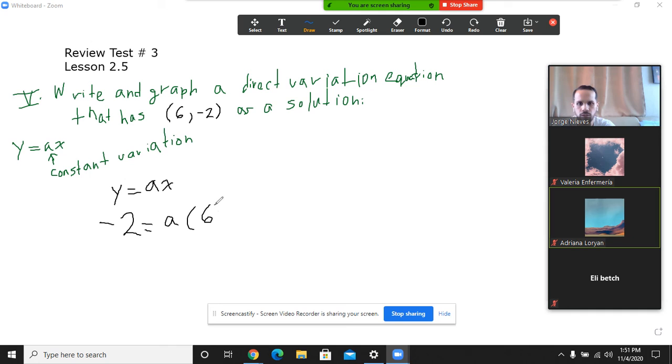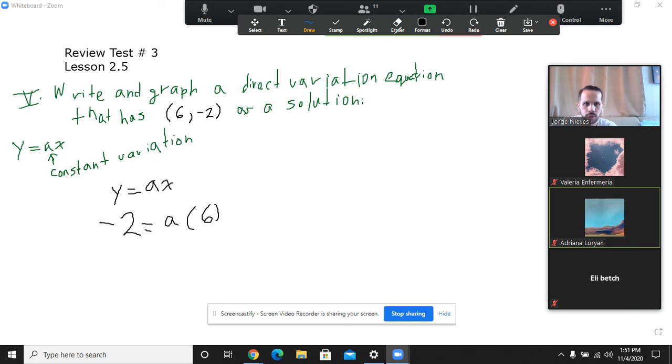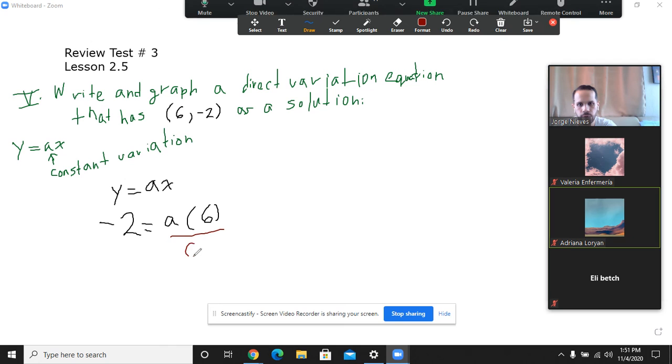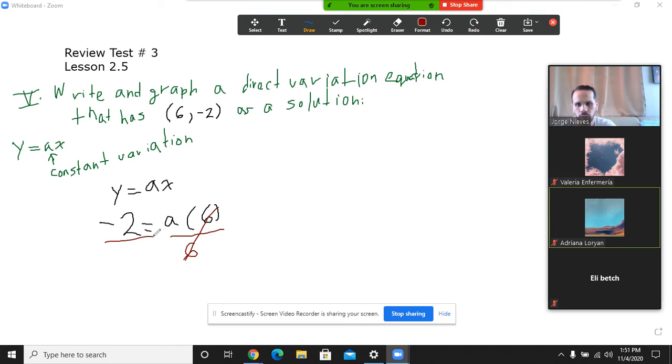Okay. So how do we find a? Well, the same way. Okay, I'm gonna divide by 6 on both sides. Okay, so I'm gonna divide to find the constant variation. Okay. So the answer will be a equals -2 over 6.